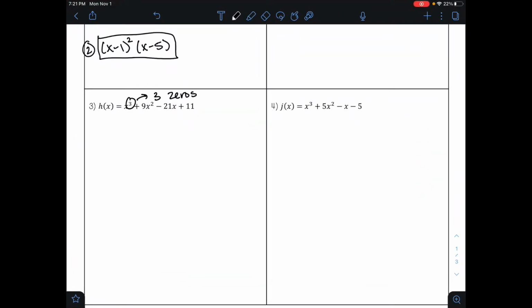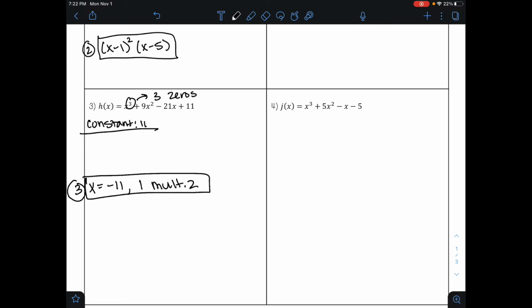So if I go back to my notes, I have x equals negative 11 and x equals 1 with a multiplicity of 2. So that is the third thing that they wanted. I still need to go back and find my possible rational zeros. So let's see. My constant for this one is 11. Factors of 11 are 1 and 11. My leading coefficient is 1. My factors of 1 are 1. So my possible rational zeros are plus or minus 1 and plus or minus 11.